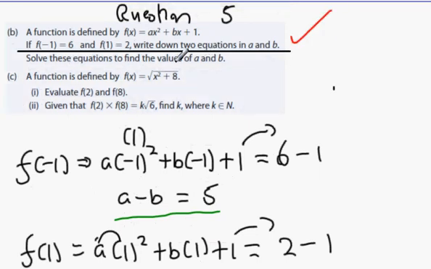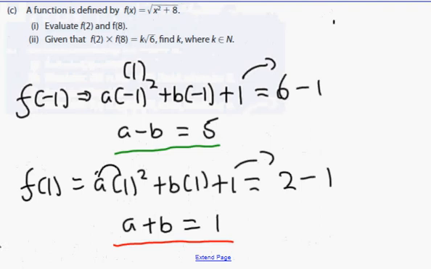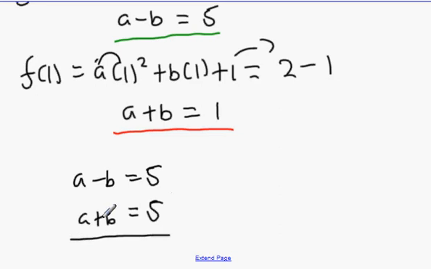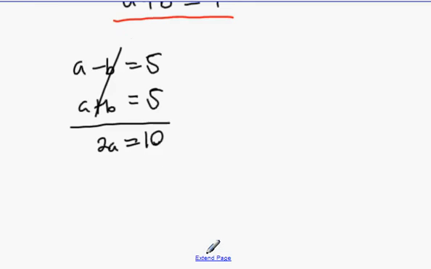Solve these equations and find the values of a and b. Okay, let's solve the simultaneous equation. Not that big of a deal. a minus b equals 5, a plus b equals 5. Draw a big line over here, add it directly downwards. 2a equals 10, a equals 5.